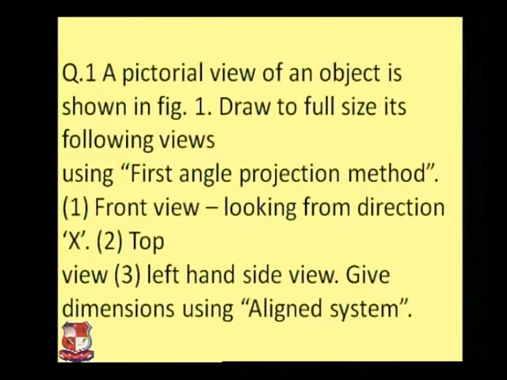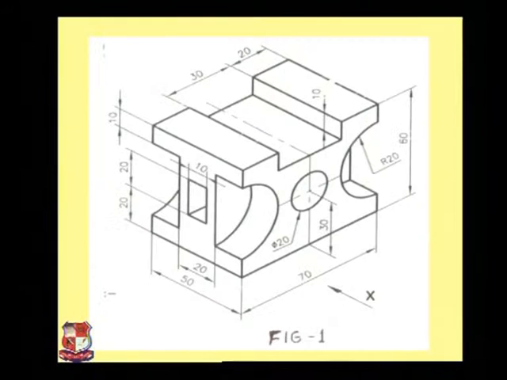We will see how this object looks. Here we have the pictorial view of this object. In this we can clearly see that the direction X is given. In that direction we need to draw the elevation, and with reference to that we need to draw the left hand side view and the top view. Now we will see how we can draw the elevation.